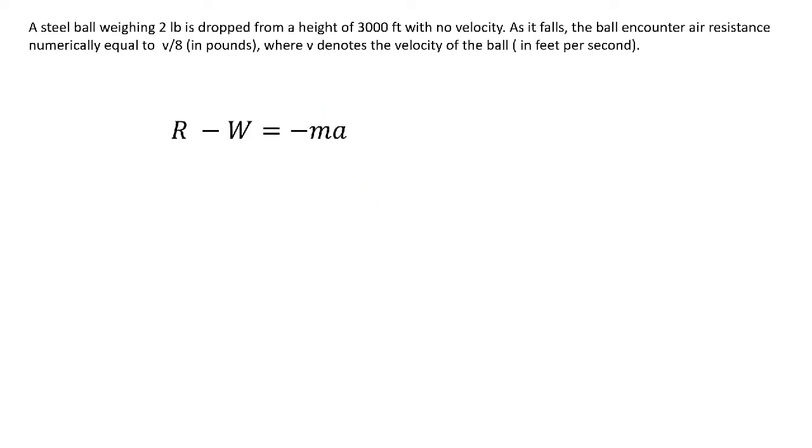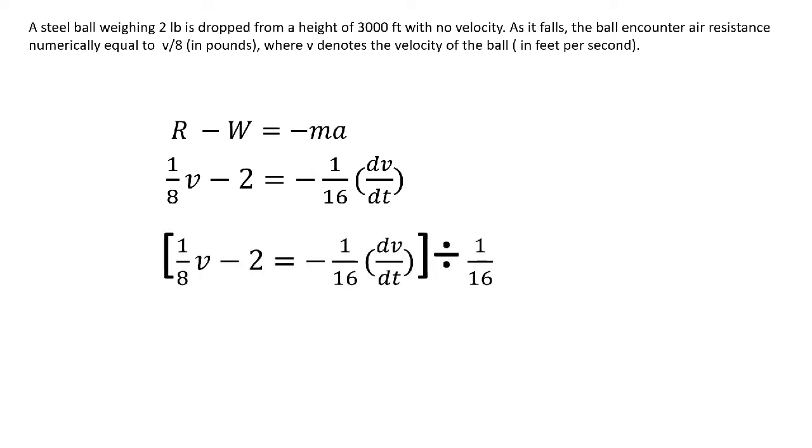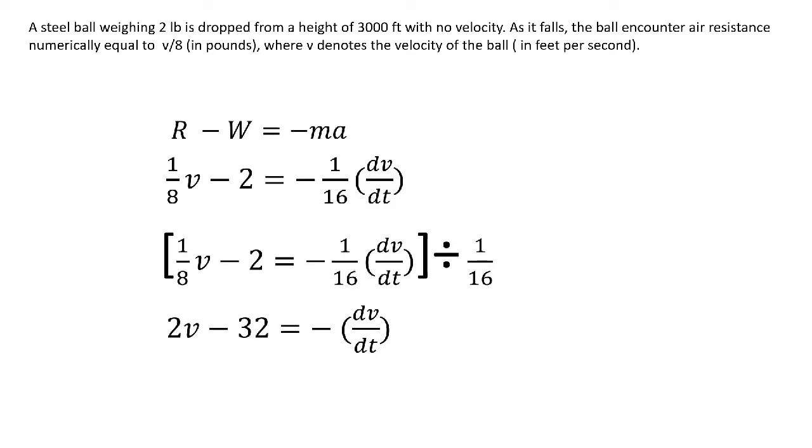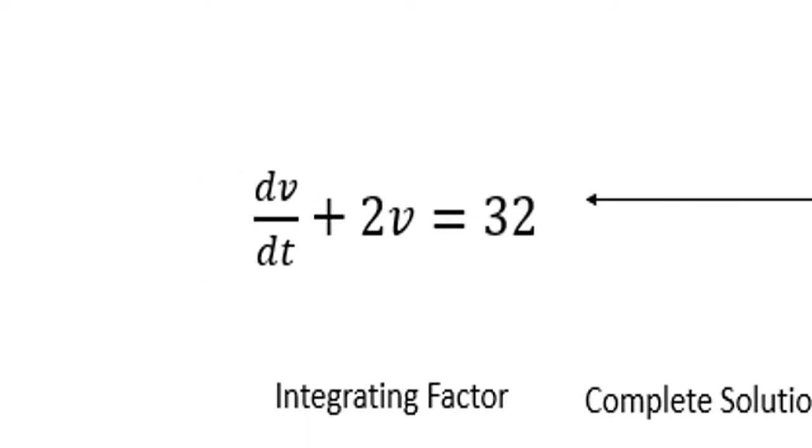So, we can substitute everything into this equation, where R is 1 over 8 V, W is 2, m is 1 over 16, and a, just like in simple calculus, is dv/dt. Once we substitute everything in, we divide everything by 1 over 16 and we get 2V minus 32 equal to negative dv/dt. So we rearrange and get dv/dt plus 2V equals 32. This is the equation we want.